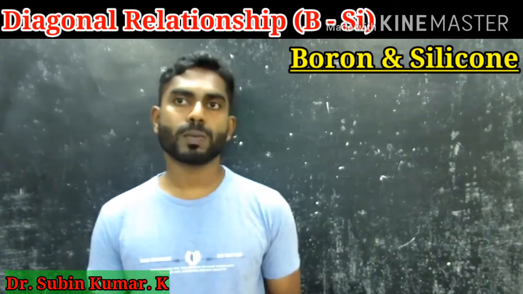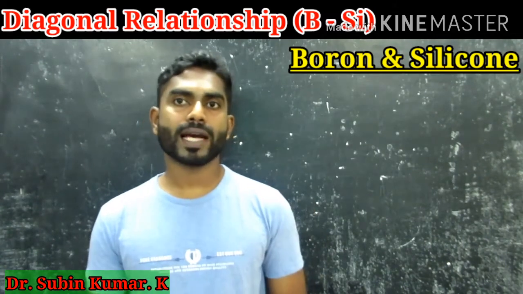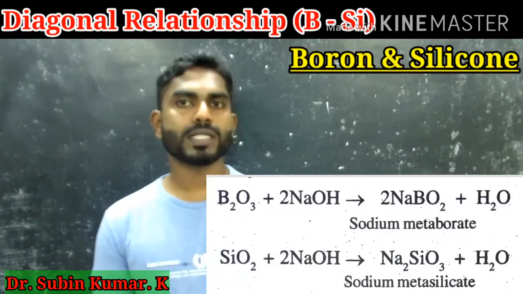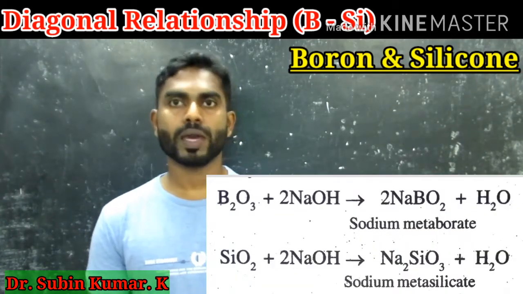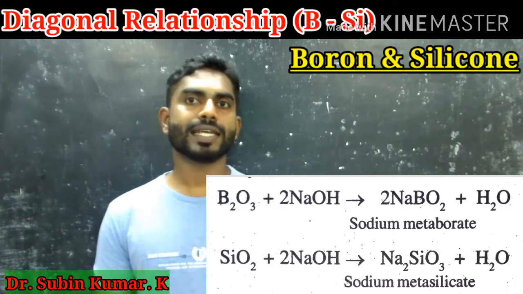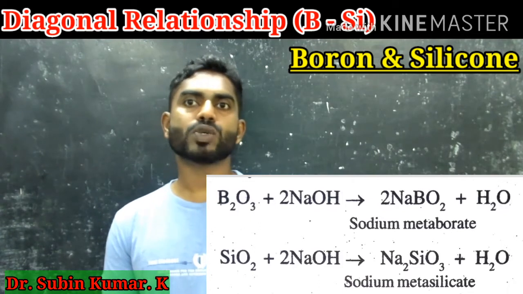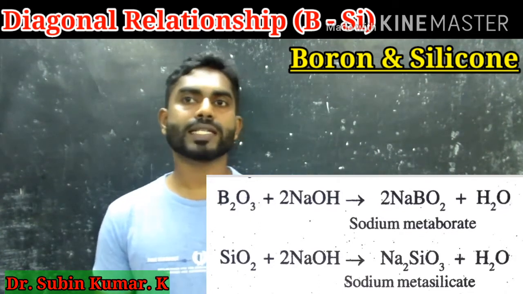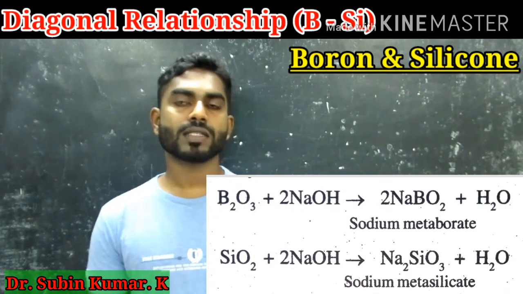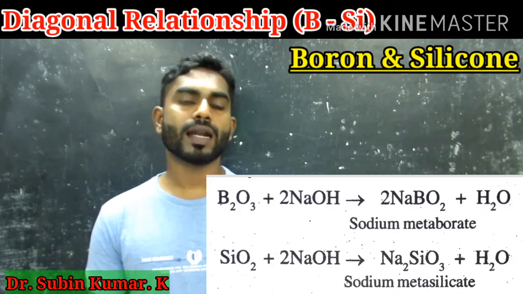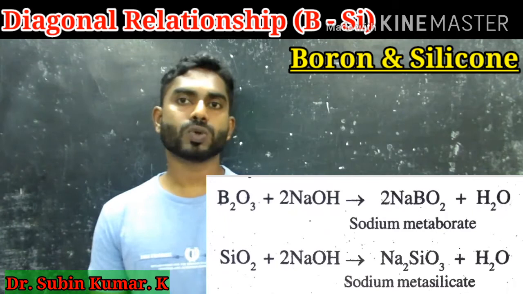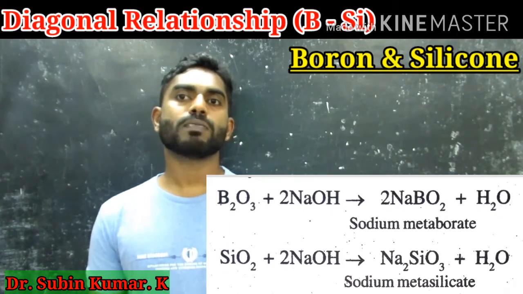Next property: both boric oxide B2O3 and silica SiO2 have high melting points and are acidic in nature. They dissolve easily in alkali solution to form metaborate and metasilicate respectively.